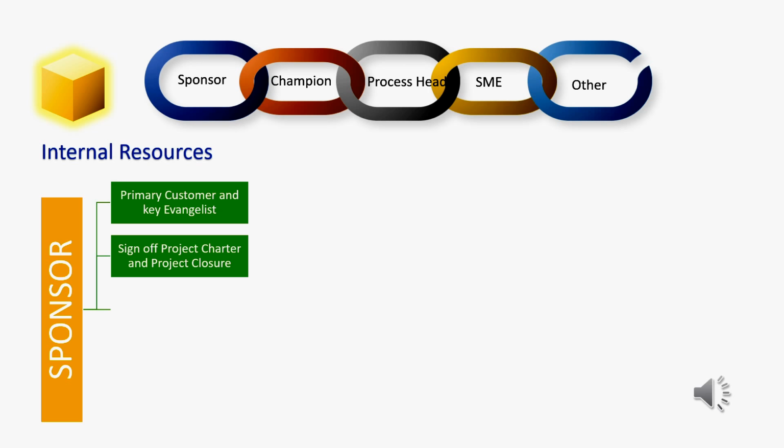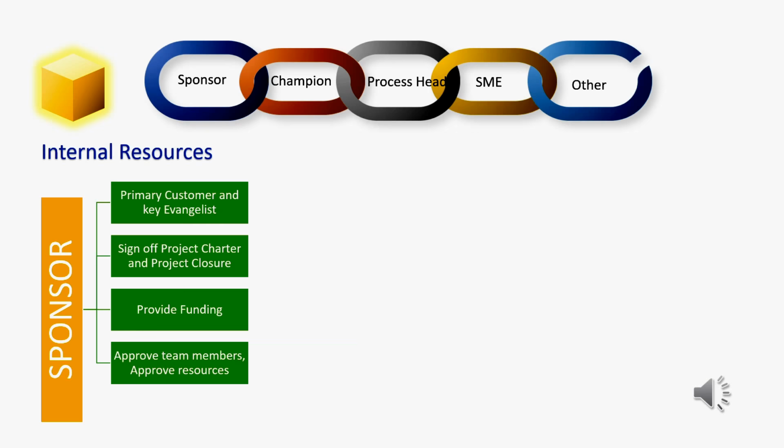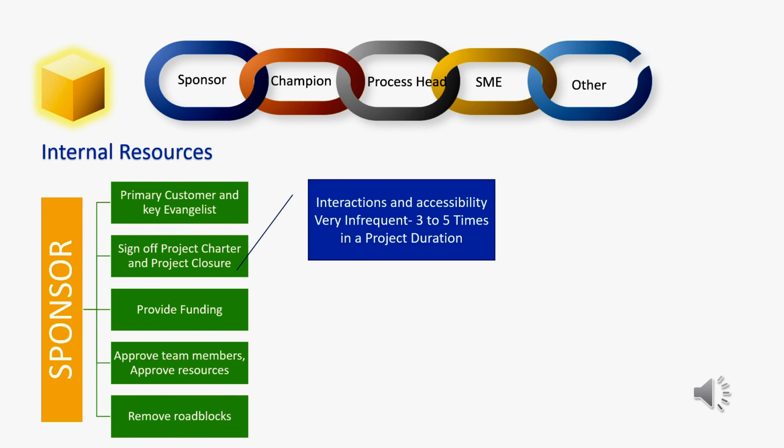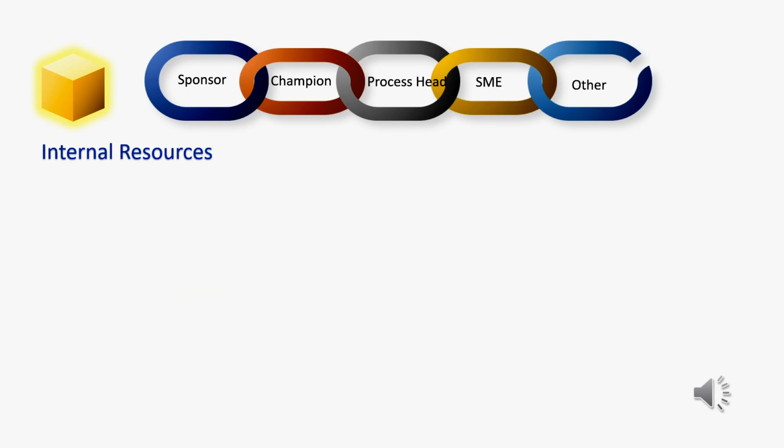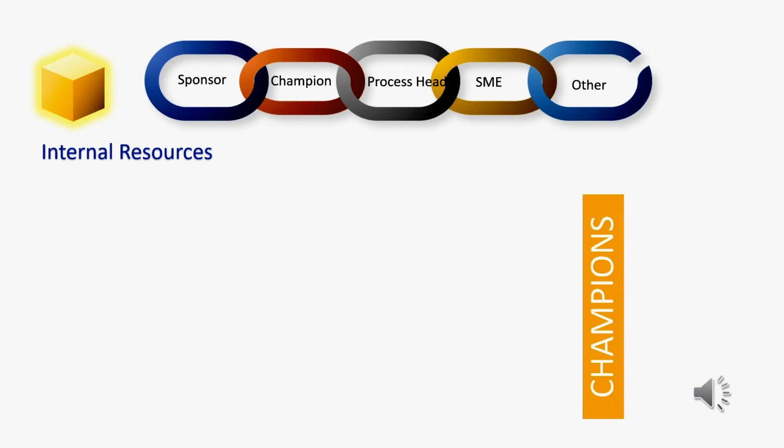The sponsor will also sign off the final project implementation. A sponsor also provides funding for the project. The sponsor is also an enabler, and has the responsibility of approving selection of team members, providing resources, and giving assistance in removing roadblocks in all stages of a project. Interactions and accessibility to a sponsor will be very infrequent. Interactions vary depending upon the involvement of the sponsor, however it is recommended that project leaders do not communicate more than 3 or 5 times, with the sponsor, throughout the duration of the project.